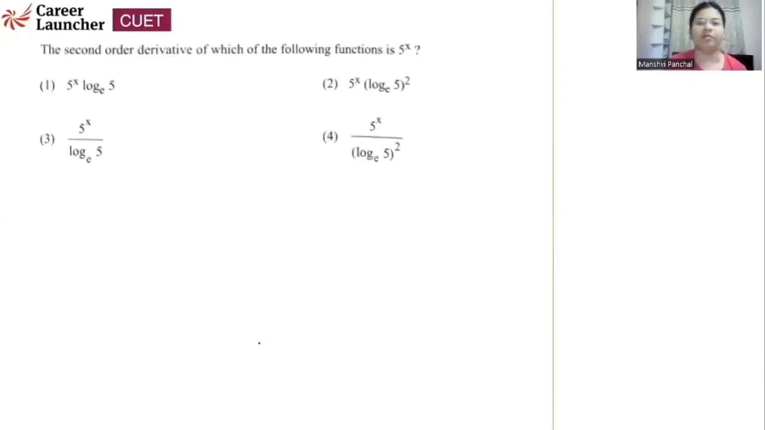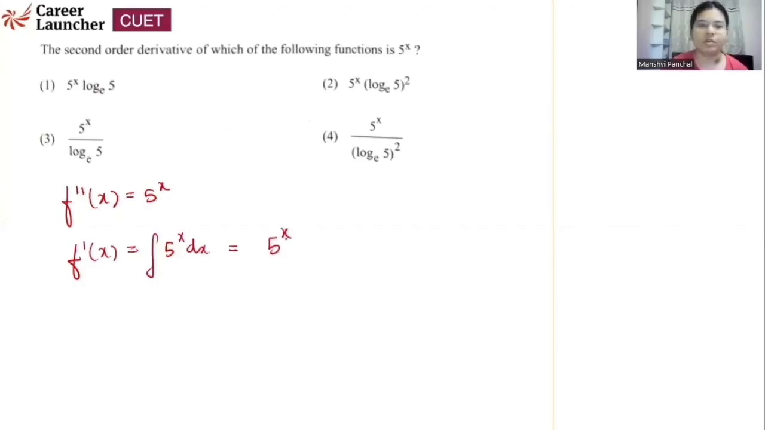Second order derivative of which of the following functions is 5 raised to the power x? Now in this question, you don't have to find the second order derivative. They have given you already the second order derivative. It means f double dash x is given to you as 5 raised to the power x. So if I want to first find the first derivative, I will integrate this 5 raised to the power x dx. So it will be 5 raised to the power x upon log 5.